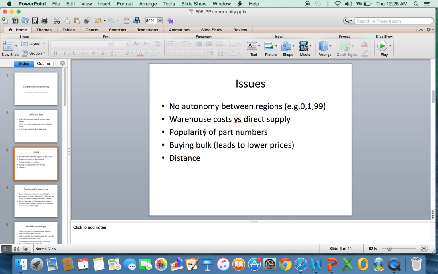Another part related to bulk is the popularity of part numbers. Say Vancouver is very popular with a certain part number, so they're going to buy more, or buy less. It's different from Montreal, for instance, which leads to buying bulk. It leads to lower prices, but it could also lead to higher prices. And the other issue faced in our company is the distance. Montreal and Toronto are pretty close to one another, but not so much the case with Vancouver, BC. So we have to take into account the distance, another factor that could increase our costs.